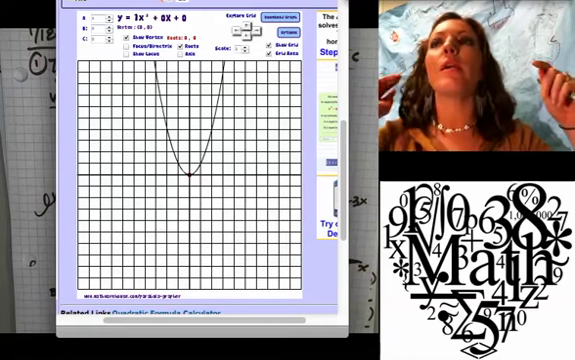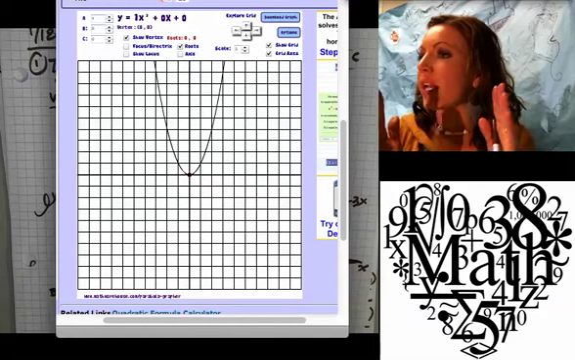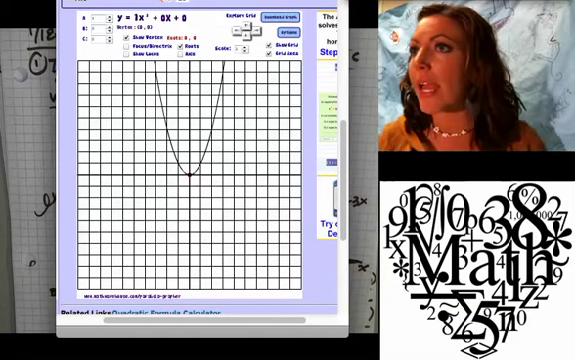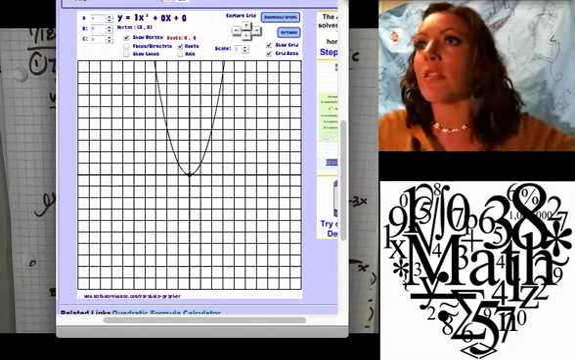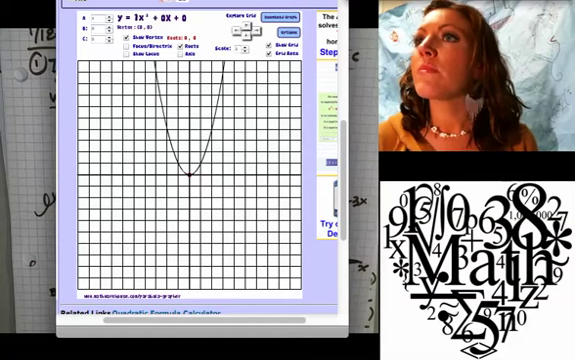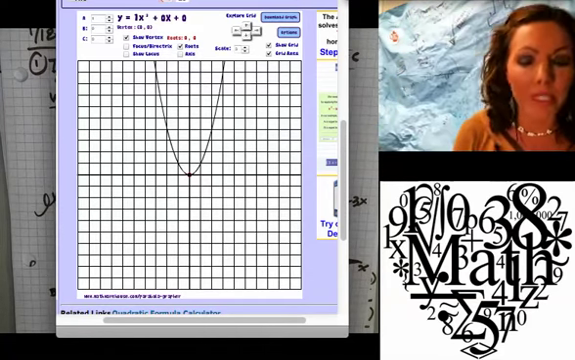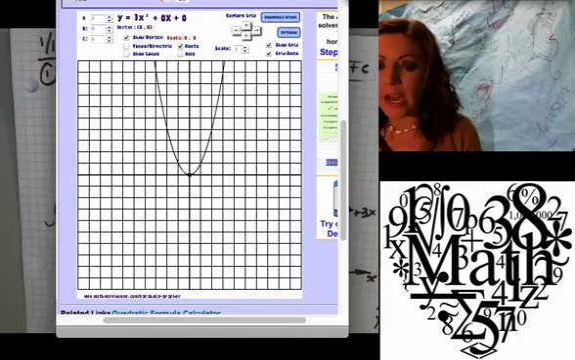Good. Okay, so the bigger the absolute value of A is, the more narrow it is, and conversely, the smaller A is, the wider the parabola is. Marcy? If it's positive, it faces upward, and if it's negative, it turns downward. Good. Okay, so if it's positive, it opens up, and if it's negative, it opens down.